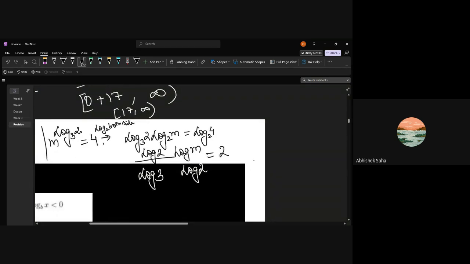Because log base 2 of 4 is where this is coming from. See here, 2 will come outside and log of 2 over log of 2 is 1. So now we can cancel this term, which is in the numerator and in the denominator. Now what happens? Log of 3m is equal to 2.